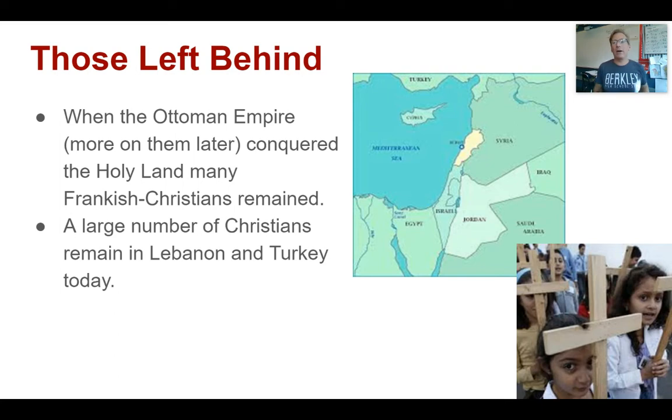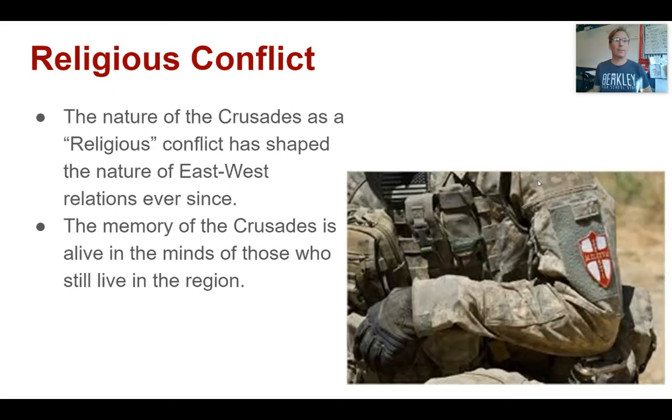When the Ottoman Empire, and we will talk a lot about the Ottomans, were able to conquer this Holy Land, many Frankish Christians remained there. A lot of crusaders were still physically in that territory. Some were killed in the fighting of the Crusades, right? It's violence, but a lot of them weren't, and just remained Christians living in this territory and remain there today, particularly in Lebanon and in Turkey. A lot of those crusaders, those Franks, were still there.